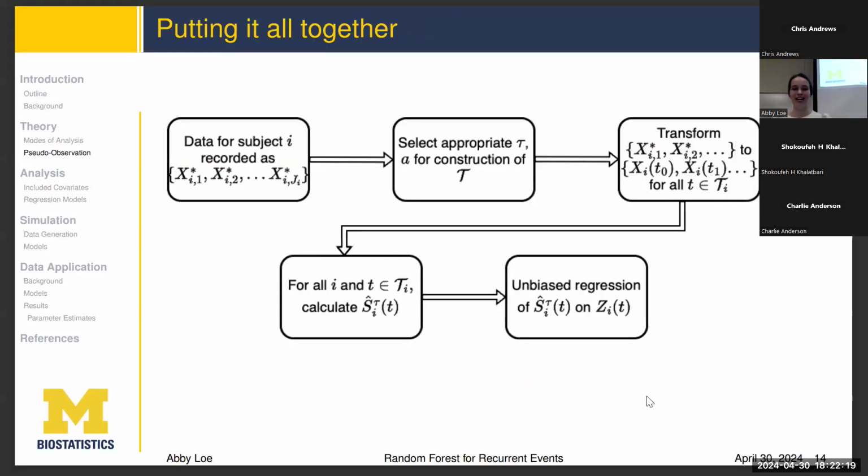Okay, so putting it all together, we've got our data recorded as just a bunch of different observations. We're going to select an appropriate tau length window and an appropriate spacing of our follow-up windows for creation of our censored longitudinal data framework. We're going to transform these events that are given to us in this raw wide format into our censored longitudinal data framework. And then for every single person and for every single time point, we're going to calculate a pseudo observation for that person. This will let us perform unbiased regression of our pseudo observations on some covariates that we're going to record.